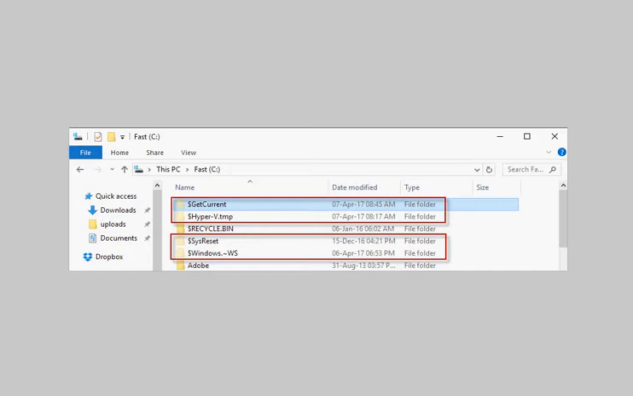My name is Brian, and today I'm going to take a closer look at the hidden Windows folders $GetCurrent, $SysReset, $Windows.WS and $Hyper-V.tmp. If you check the C drive on a Windows 10 PC, you may notice the hidden folders $GetCurrent, $SysReset, $Windows.WS and $Hyper-V.tmp sitting there. Depending on the state of the system, you may also see $Windows.BT listed there.